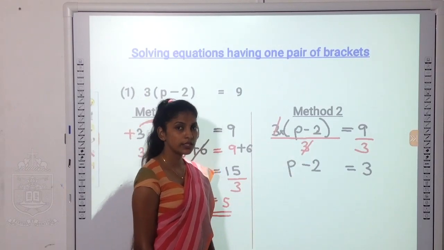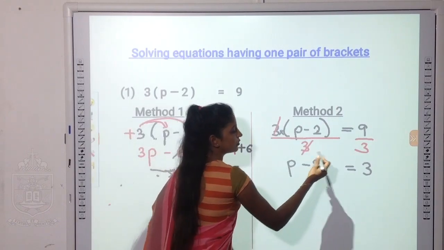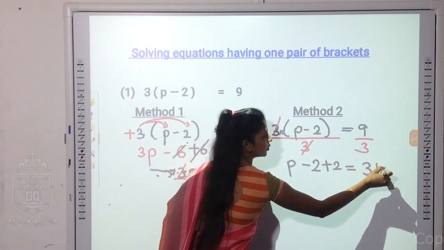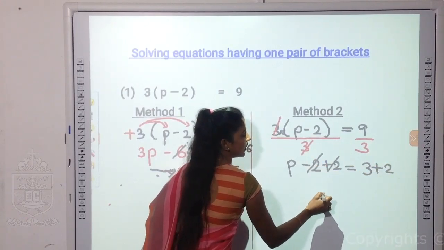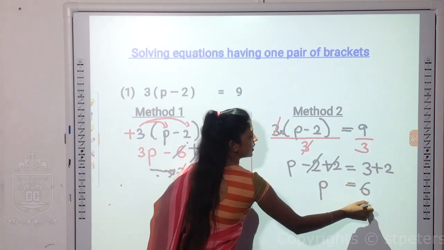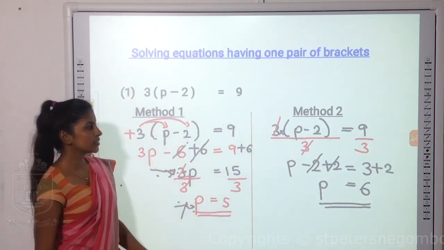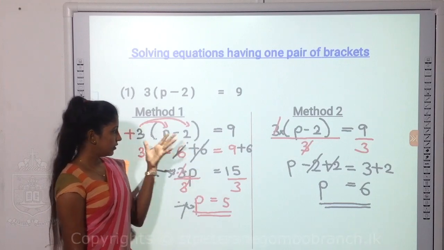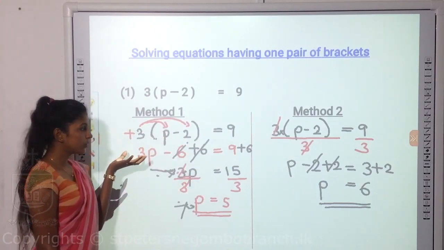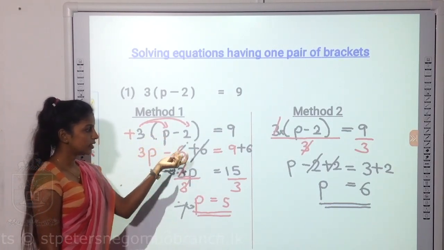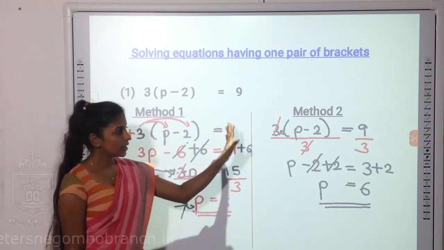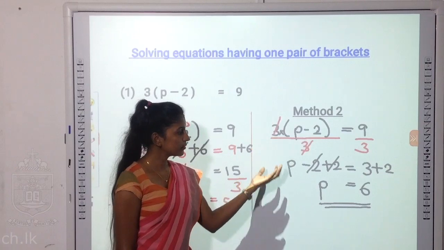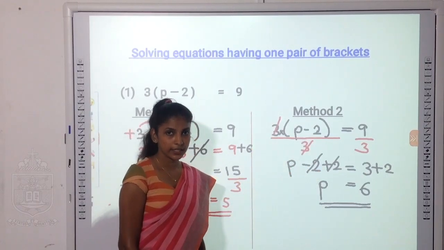P minus 2 equals 3. And then you do the opposite of minus 2, that is plus 2. So you can add 2 to both sides and then the final answer will be 6. So these are the two ways of simplifying equations containing brackets. Understand what is the easiest method for you. Here you multiply the outside number by the terms which are inside the bracket. Here you remove the number from the whole expression and you arrange it as a linear equation.